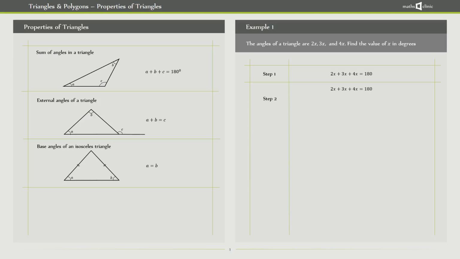So we have that 2x plus 3x plus 4x equals 180. I can add those up, and that would give me 9x equals 180. And then I have that x equals 20 degrees. Very simple, very straightforward. Let's move on to the next example.